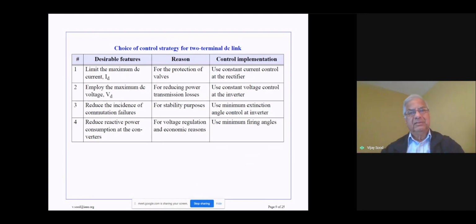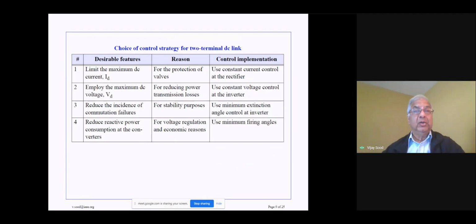So when we look at all these variable requirements, we can come up with a control strategy for a two-terminal DC link. So here are the desirable features for the controllers. The first requirement is to limit the maximum DC current. As we discussed earlier, this is for the protection of the valves.